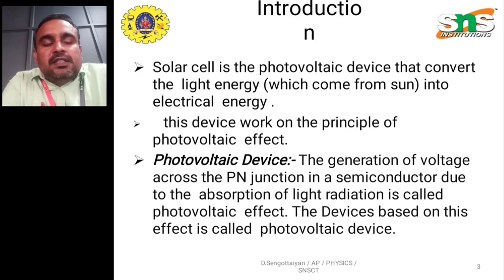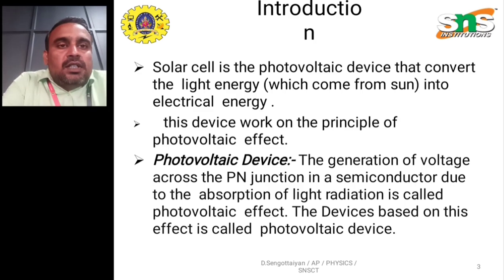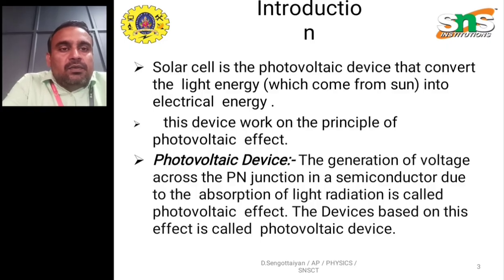The first part is the introduction of solar cells. A solar cell is a photovoltaic device that converts light energy into electrical energy. This device works on the principle of photovoltaic effect. The generation of voltage across the p-n junction in a semiconductor due to the absorption of light energy, light radiation, is called the photovoltaic effect. A device based on this effect is called a photovoltaic device.